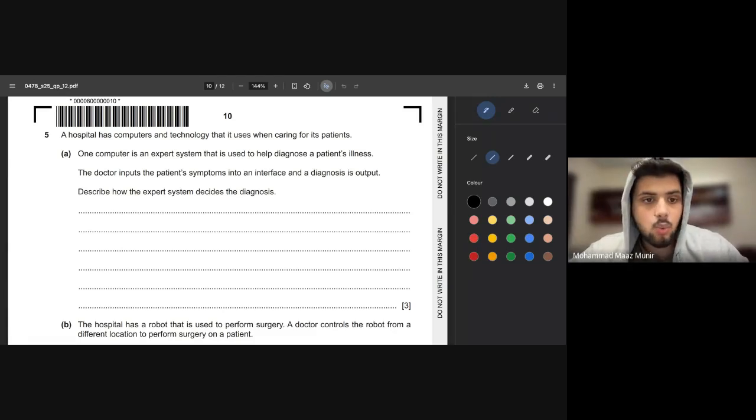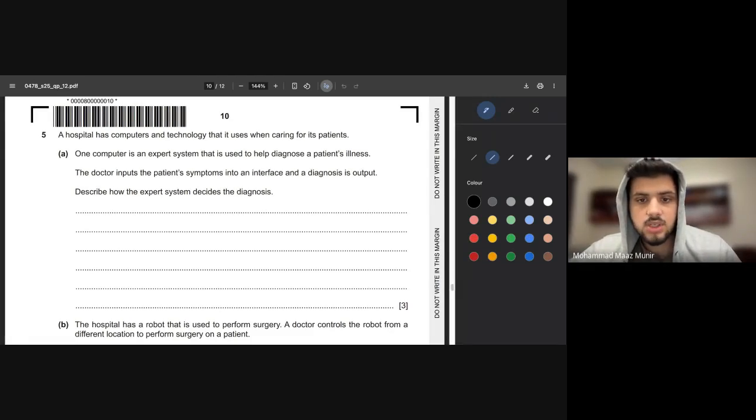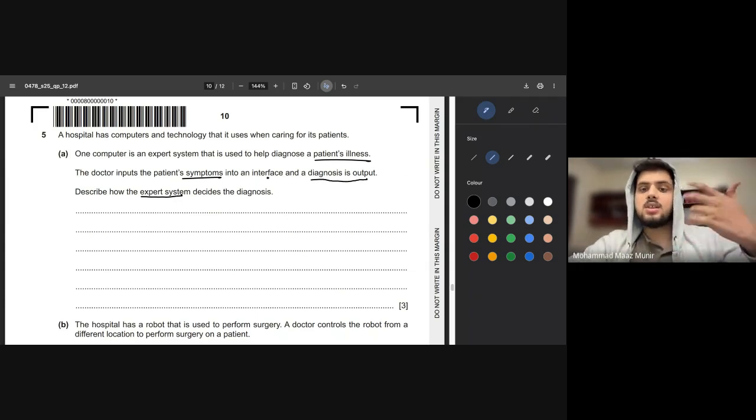So one computer is an expert system that is used to help diagnose a patient's illness. The doctor inputs the patient's symptoms into an interface and gets the diagnosis as output. You need to explain how the expert system diagnoses whatever illness the patient has. So what's an expert system?